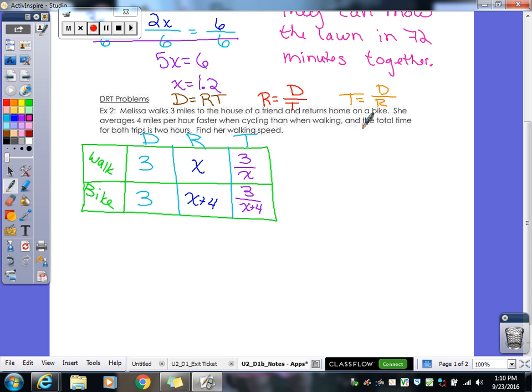To get the equation, the total time for both trips is 2 hours. So for her to walk to her friend's house, borrow the bike and come back, total time, 2 hours. So we have to take her time walking, which we said was 3 over x. Add into it her time riding the bike, which was 3 over x plus 4, and it's going to equal 2. We have to get a common denominator. So keeping in mind that 2 is over a 1, what would our common denominator be? Danielle? X times x plus 4.